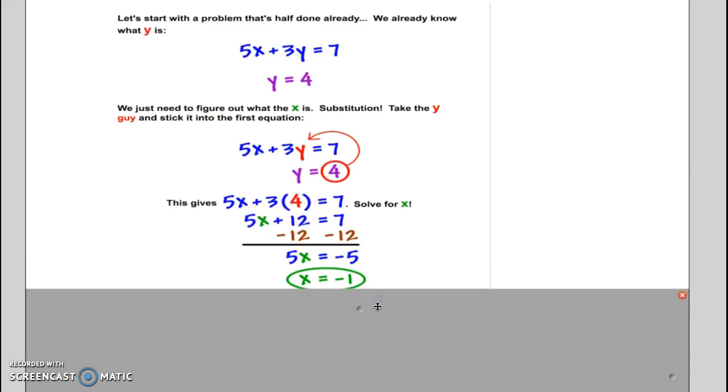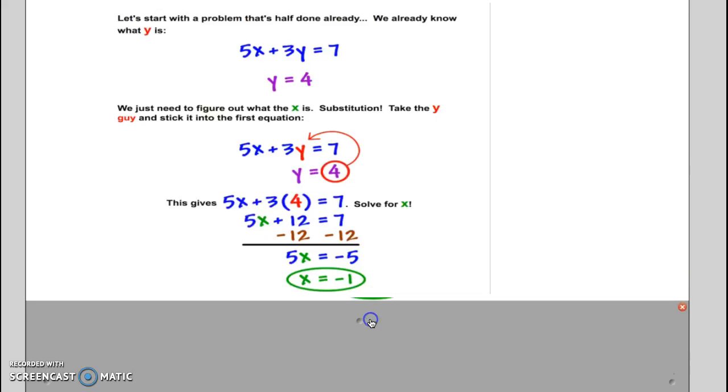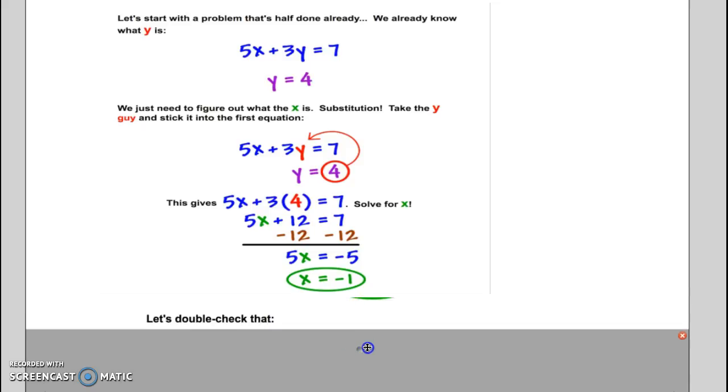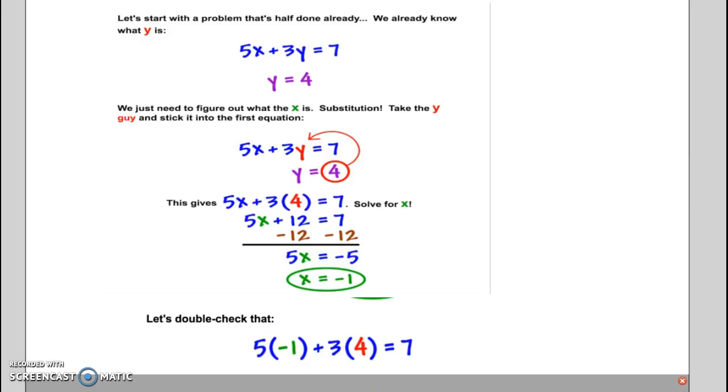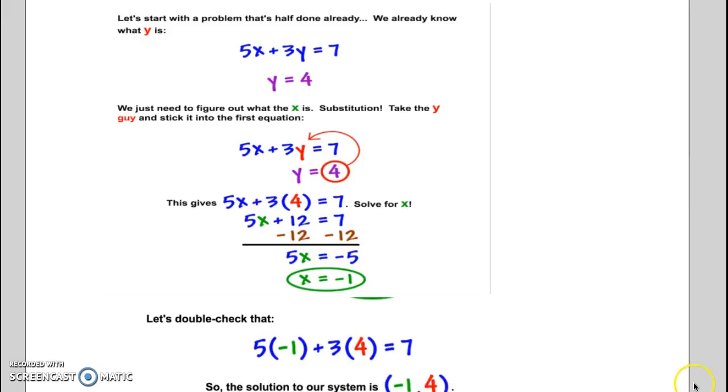Go ahead and solve for x, and you see that x is -1. We're not done yet, though. Remember, we need the point of intersection. So you go back in. Well, we know that y is 4, so (-1, 4) is our point of intersection. Go back in, make sure that it works, and sure enough, (-1, 4) makes a true statement.